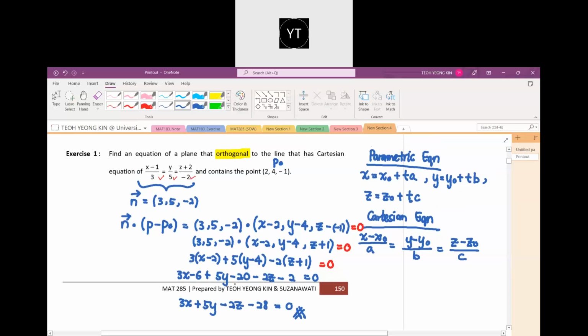So the first scenario is the easiest scenario, where for the n vector we can straightforwardly get the normal vector and the p naught. Later on, in the next video, we'll look at the second scenario where a point on the plane and a line on the plane are given. In the next video, the normal vector is not given, so we need to find the normal vector.